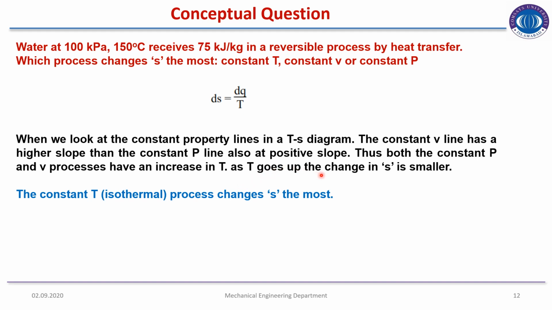So as T goes up, the change in S is smaller. As T is in the denominator, if we increase that value, ds, that is the change in entropy, will reduce. So for the constant T, that is the isothermal process, the entropy change will be the most. The value of entropy change for the isothermal process is greatest.